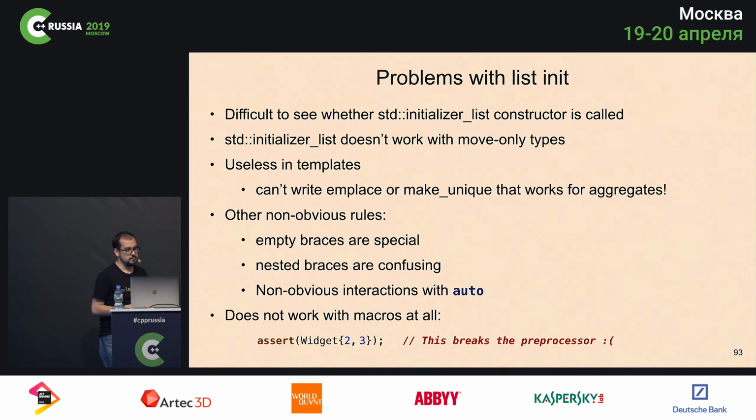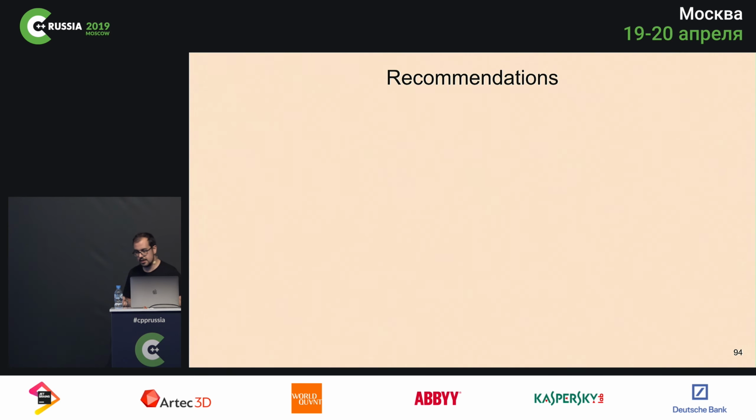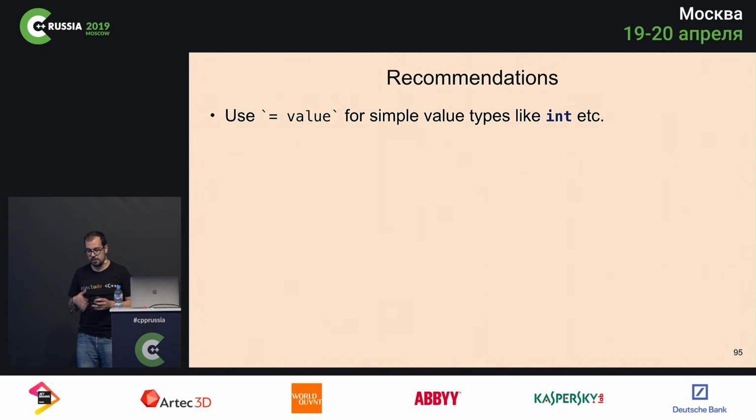And then basically the parser will just break, which is unfortunate. So here's my personal recommendations how to use this stuff. So personally, I use copy initialization for simple things, equals 3, because that's how most programming languages are doing it. It's clear. People are used to it. It's easy to see what's going on. So this is what I do.